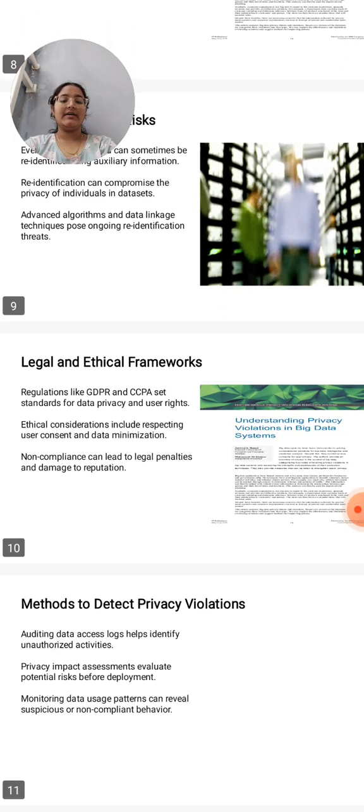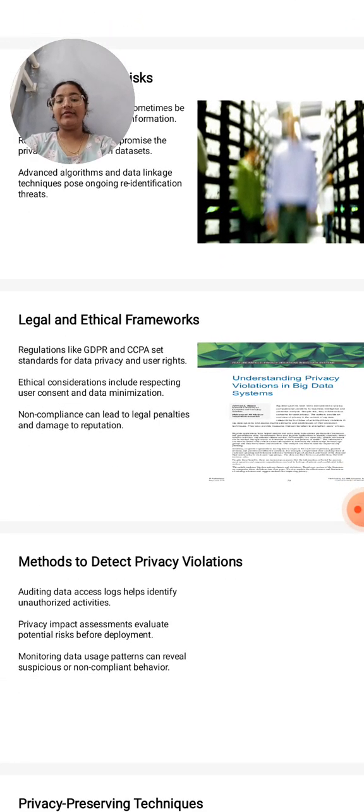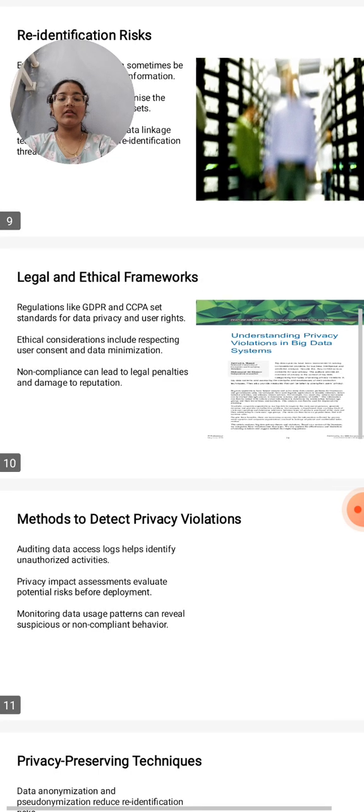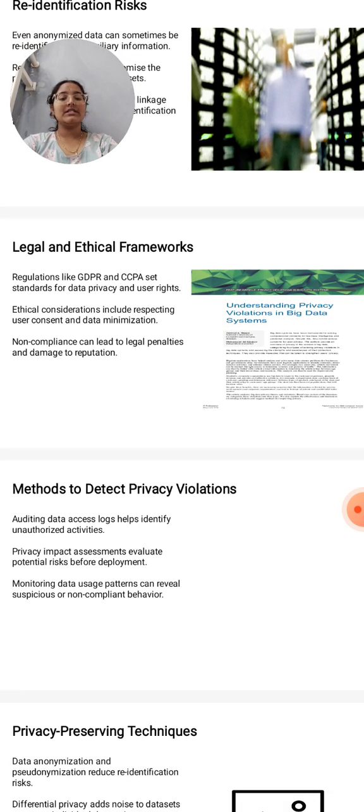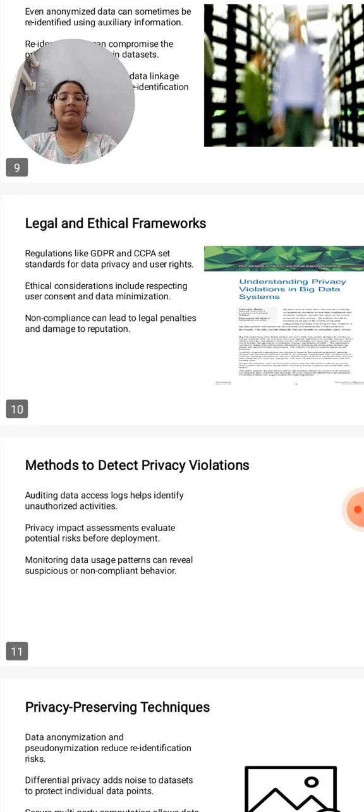The next slide is about legal and ethical frameworks. Regulations like GDPR and CCPA set standards for data privacy and user rights. Ethical considerations include respecting user consent and data minimization. Non-compliance can lead to legal penalties and damage to reputation.